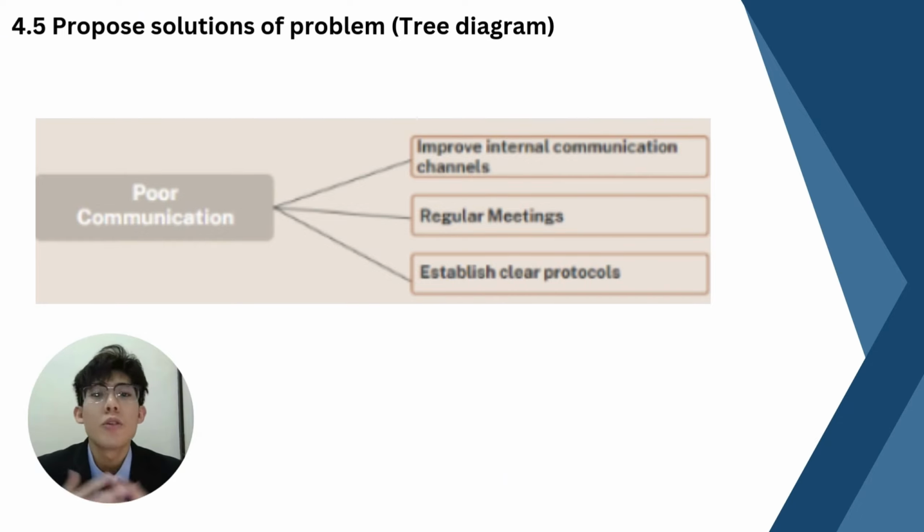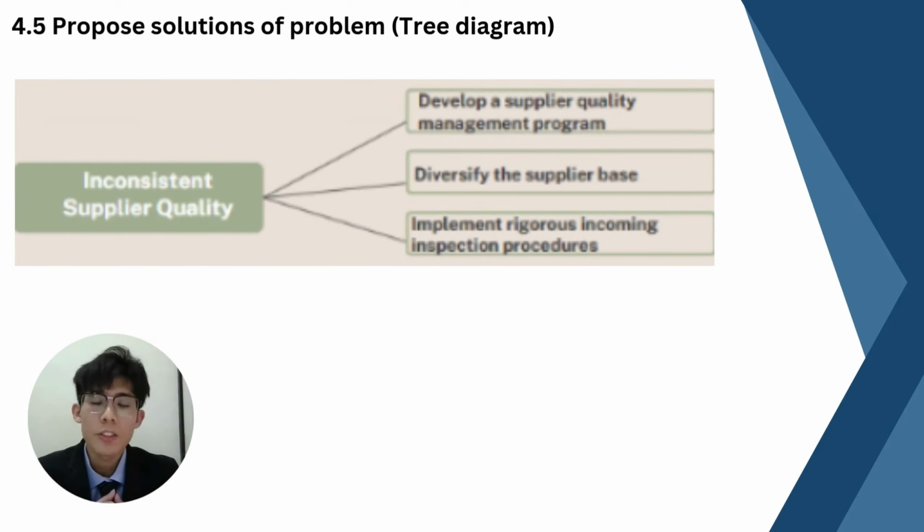Thirdly, and lastly, our strategy is to establish clear protocols, developing a standardized reporting format and escalating procedures. A clear protocol for reporting quality issues ensures consistent documentation and prompt responses. And lastly, as for the problem of inconsistent supplier quality, inconsistent raw material quality affects the final product.